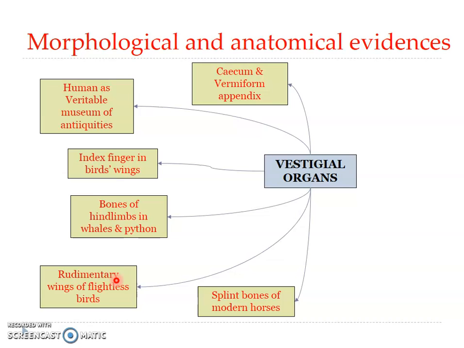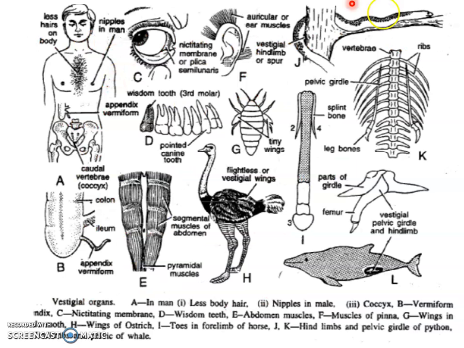Now, these are a few examples of vestigial organs: cecum and vermiform appendix, and there are plenty of other vestigial organs in humans that we'll be looking at later. Then index finger and bird's wings, bones of hind limbs in whales and python. Then flightless birds. So what is the function of wings? It is rudimentary, isn't it? There are plenty of examples, all depicted in this single figure. I don't know whether it is clear to you, but when we look into each figure in detail, you will be able to locate examples.